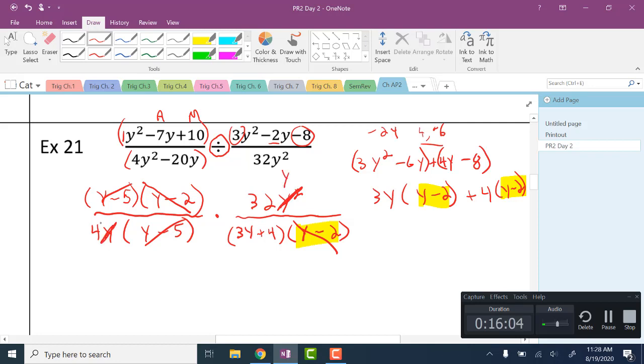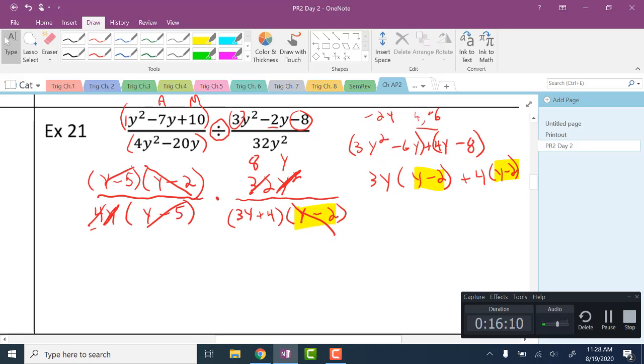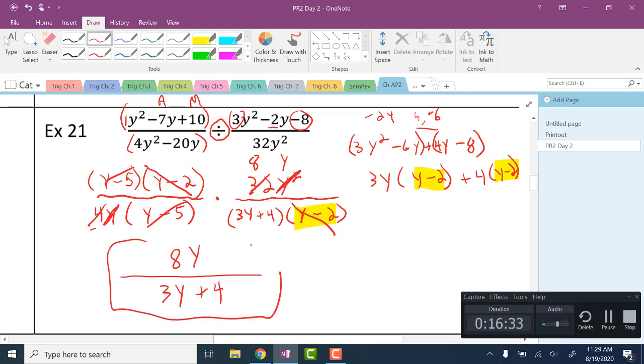And then 4 goes into 32 8 times because these are two numbers as factors. When I look up at the top, all I have is an 8y. Be very careful on this canceling and not losing stuff. These completely cancel to be 1s, and this is all that's left on the bottom. Remember, 6 over 5 equals 2. You cannot cancel parts of a binomial with other parts. So this is the final answer.